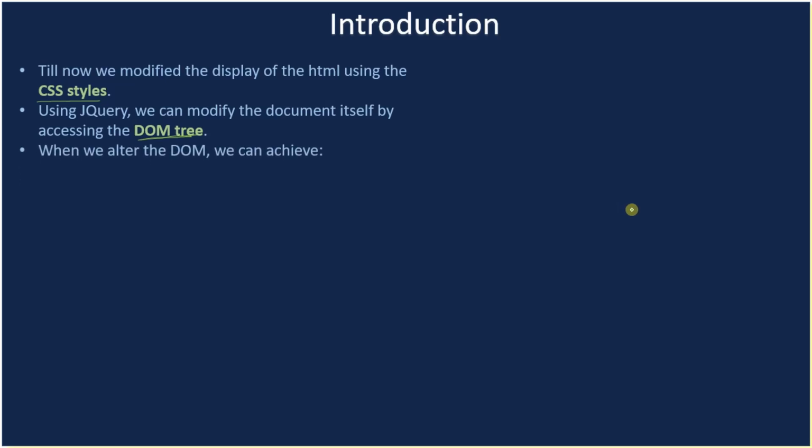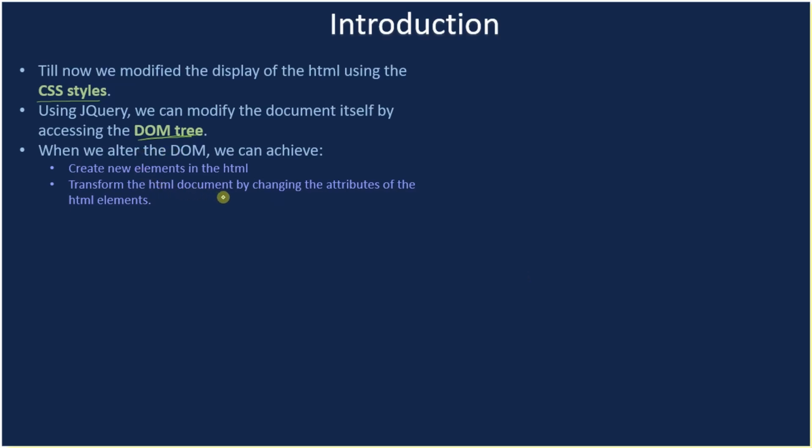When we alter the DOM, we can create a new element in the HTML. That means you are going to add a new element to the DOM tree. So when a new HTML element is added, that will get reflected in the document, right? An HTML document is a collection of HTML tags arranged in a formatted way.